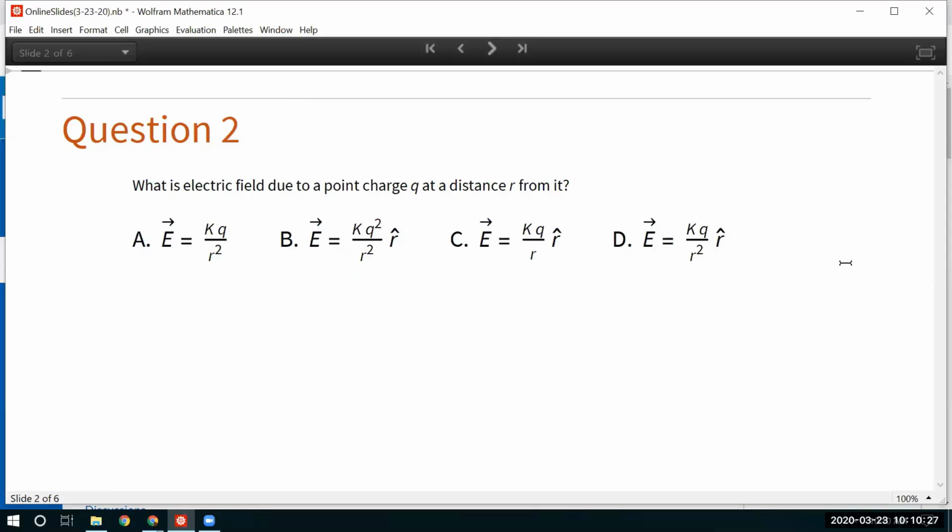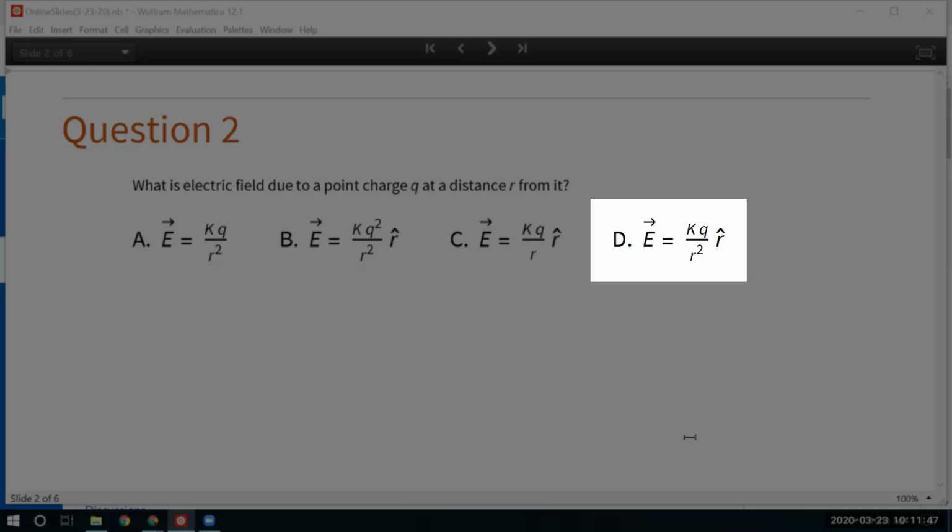So question number 2 again has 4 choices. This time we are talking about an electric field. What is the electric field due to a point charge Q at a distance r from it? Talking about the electric field due to a single charge, trying to find out what that electric field looks like. All right, so I'm going to stop the polling here. Let's stop it and share the results. This time D was the correct answer, and it seems like D is the majority choice.